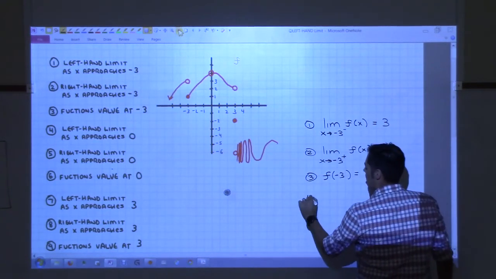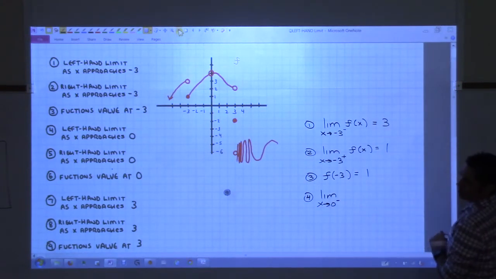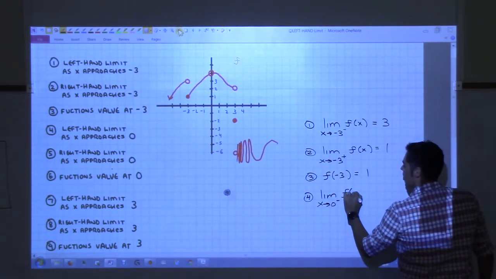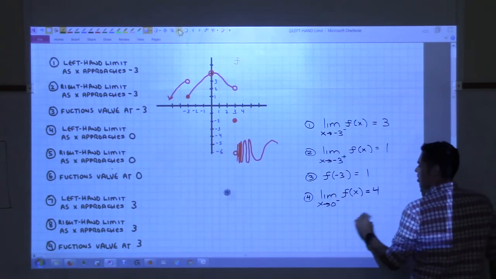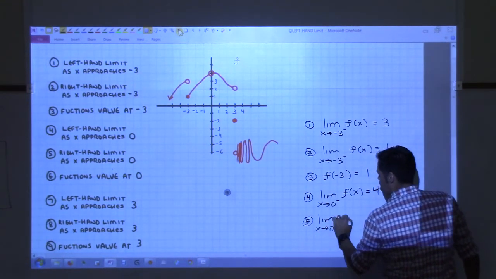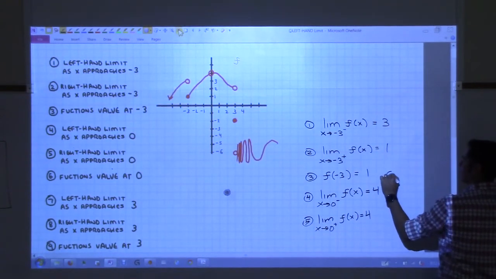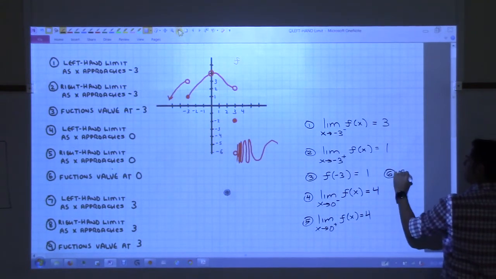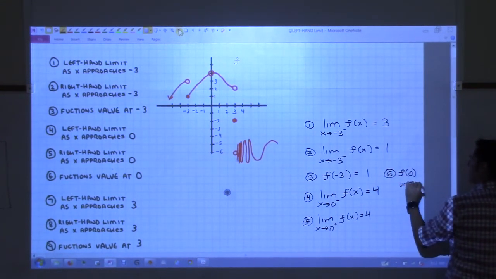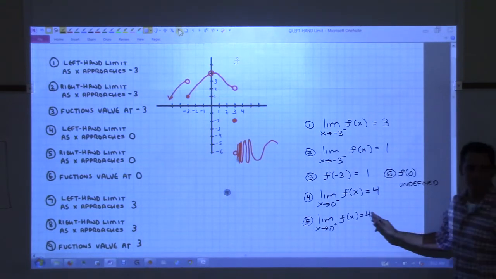The fourth one is another left-hand limit. Limit x approaches 0 from the left. Right, that's what it was. And as I approach 0 from the left, where am I headed? 4? Okay. And then what is the limit as x approaches 0 from the right? It's also 4. And then for number 6, f of 0, which is undefined. All right, so far, it's not defined, right? I wrote none.